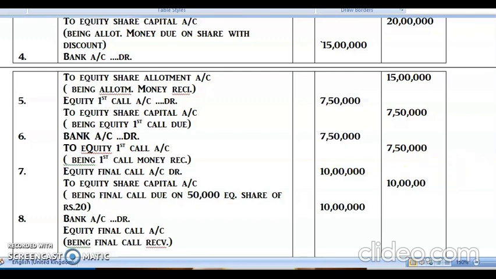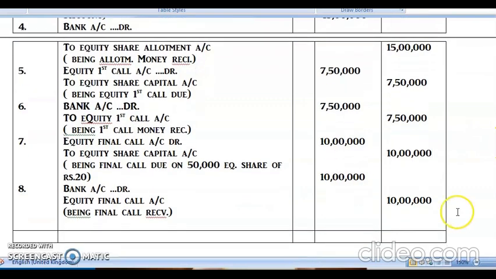So students, this is the simple problem which we solved today. In the next lecture we are going to see more details of the equity issue of shares. In that we are going to see more details on calls in arrears, calls in advance, everything, and forfeiture also. And if there is any doubt in today's problem, kindly contact me personally.